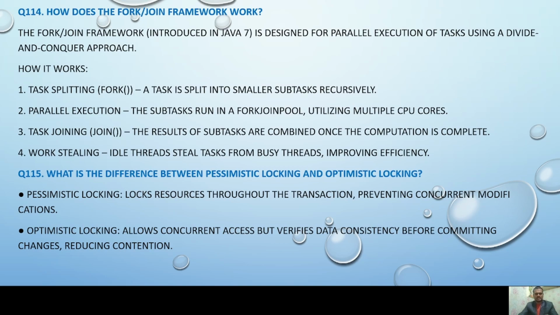What is the difference between pessimistic locking and optimistic locking? Pessimistic locking locks resources throughout the transaction, preventing concurrent modifications. Optimistic locking allows concurrent access but verifies data consistency before committing changes, reducing contention.